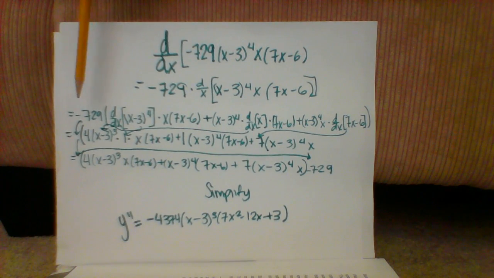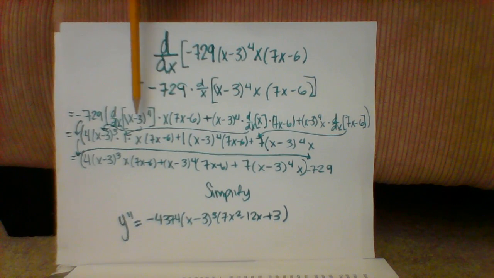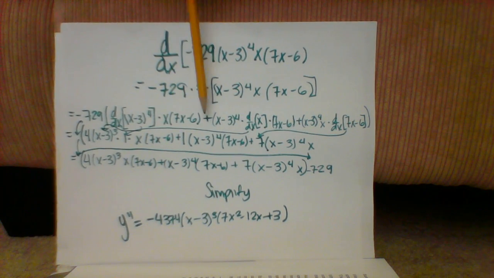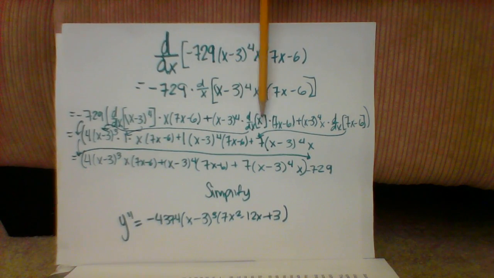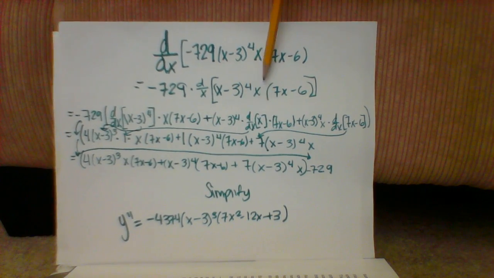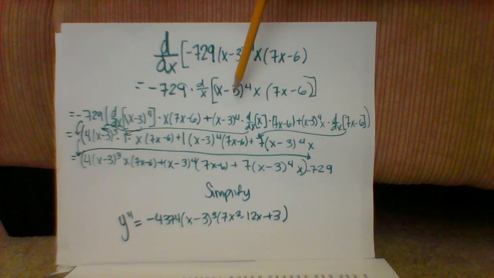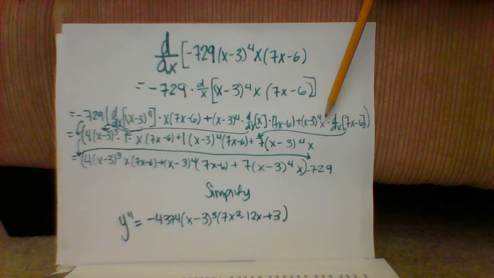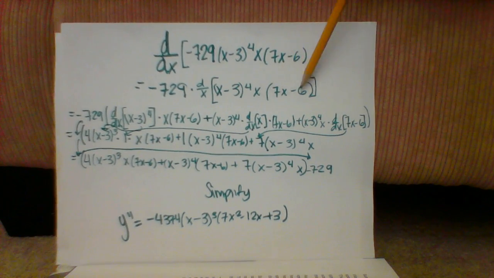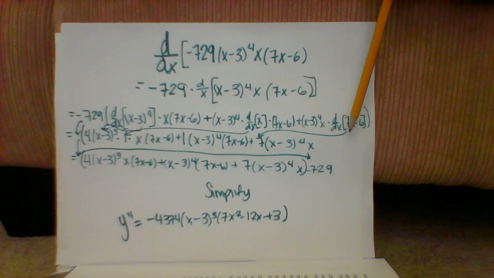The exact same, you'll be doing the product rule. So you find the derivative of the first times the last plus the first times the derivative of the last. And here it's a little bit different. So you'll be doing the derivative of (x minus 3) to the 4th power times x times (7x minus 6), plus (x minus 3) to the 4th, which was the original a in this case, times the derivative of x times (7x minus 6). So you have a second part to that.